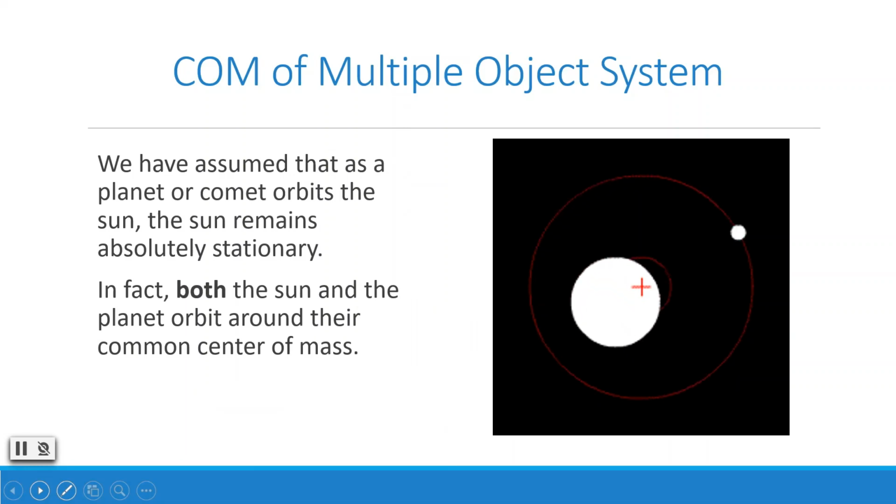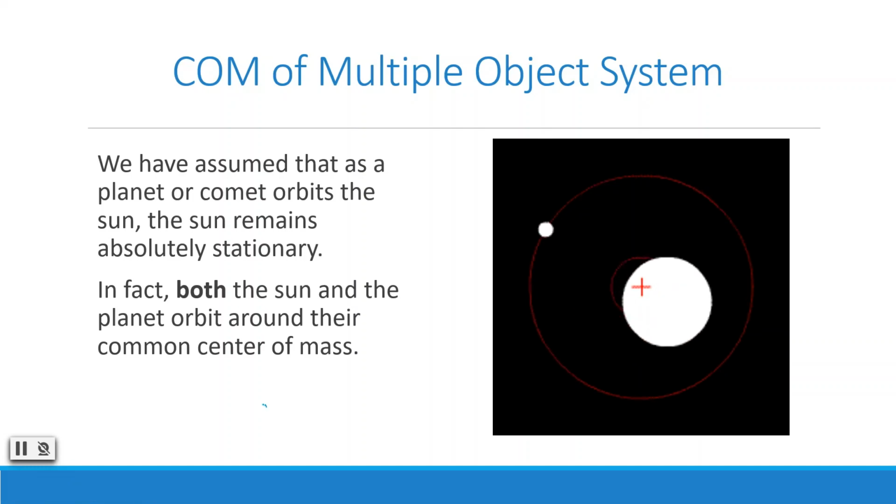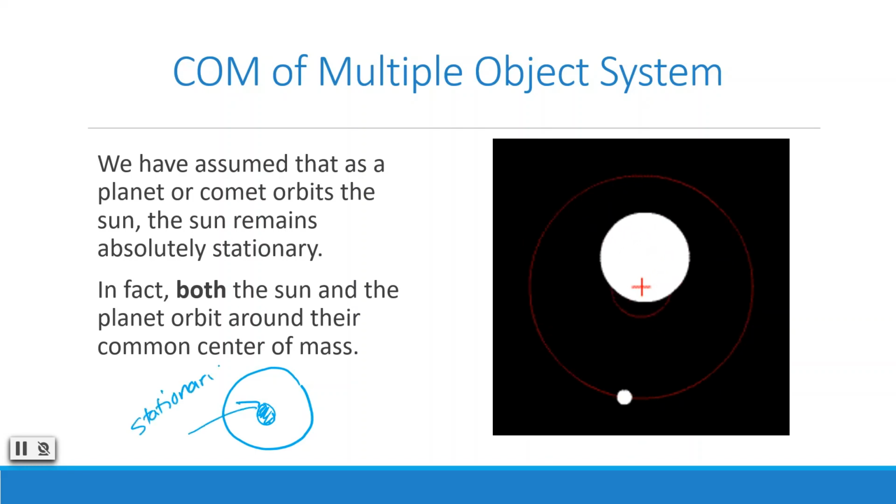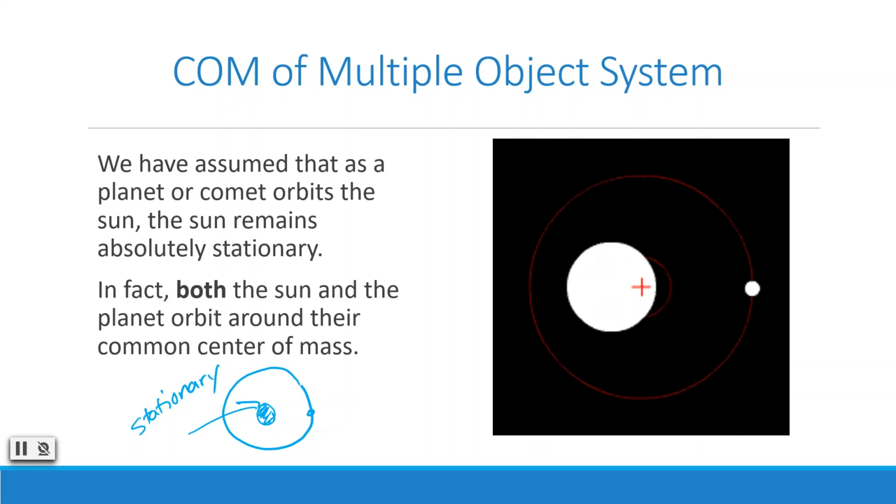Now, if you have a multiple object system, you can also have a center of mass. For example, we have a star or the sun here, and we have a planet. Now, what we've assumed so far, when you're doing orbits, so say you've got the sun right here and you've got a planet moving, is that the sun in the center of that is stationary. But in actuality, it's not. Both objects actually rotate around a mutual center of mass. So that center of mass is fixed, and it's actually at the center of those orbits.